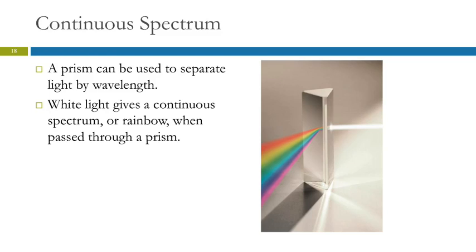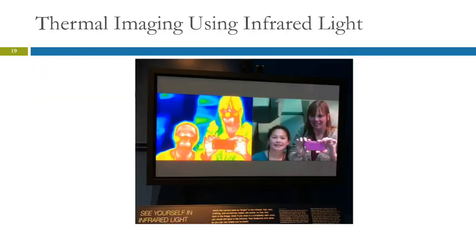So we can separate a continuous spectrum like white light by wavelength. So this prism separates the white light into a continuous rainbow. Oh, I forgot about that picture. One of the things that can be done with infrared light.